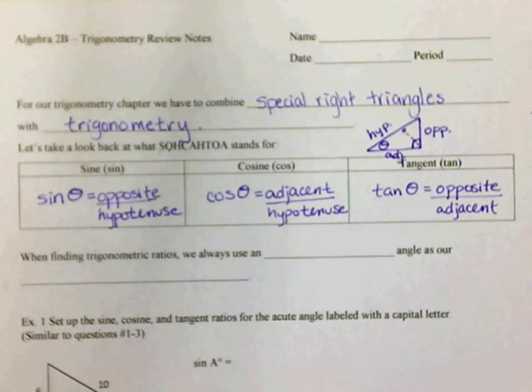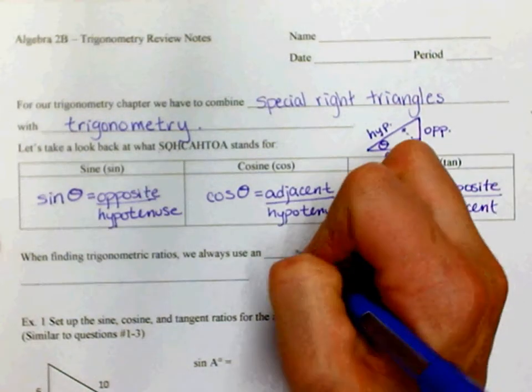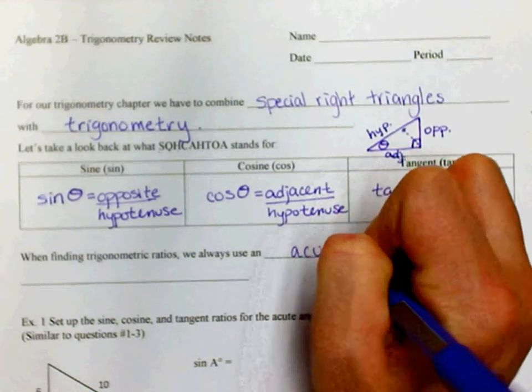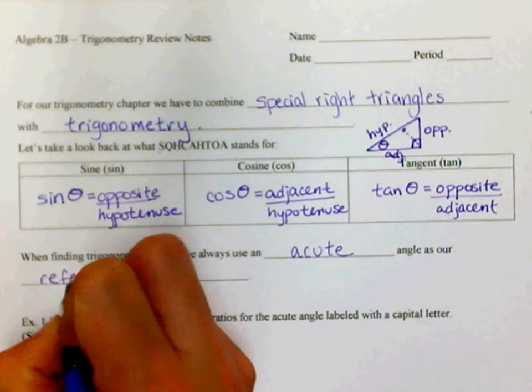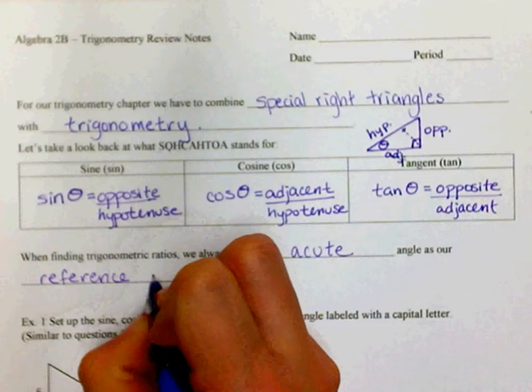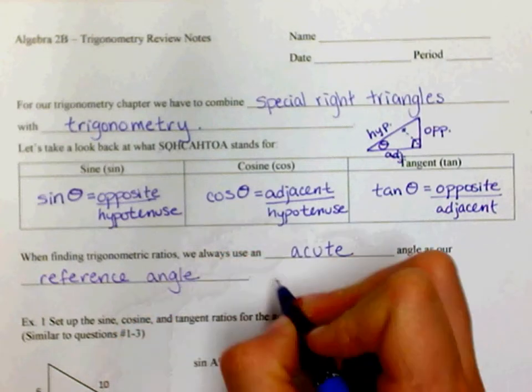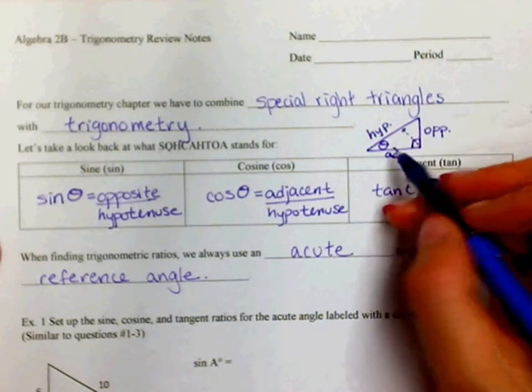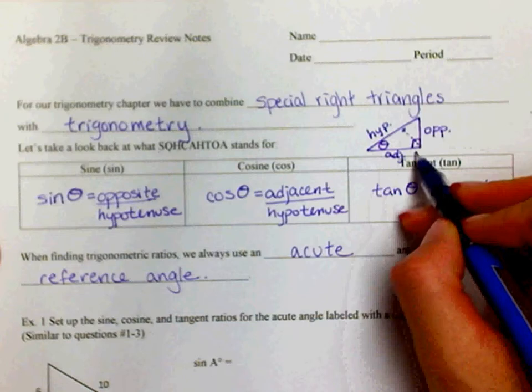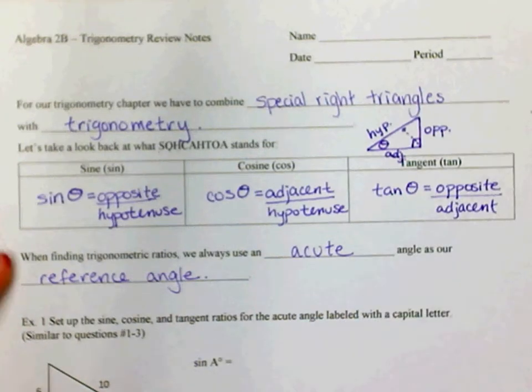Okay, when finding trigonometric ratios, we always use an acute angle as our reference angle. So when we're finding the sine, cosine, or tangent of an angle, it's always one of the acute angles in the right triangle, never the 90-degree angle. That's my point of reference.